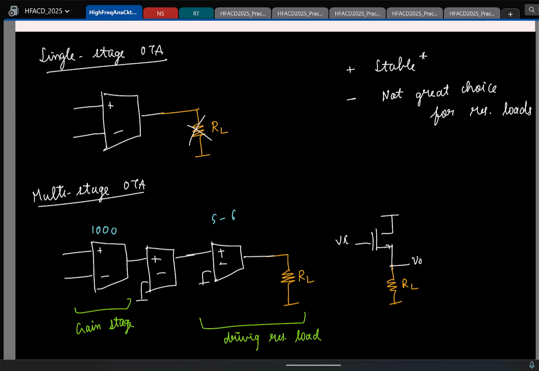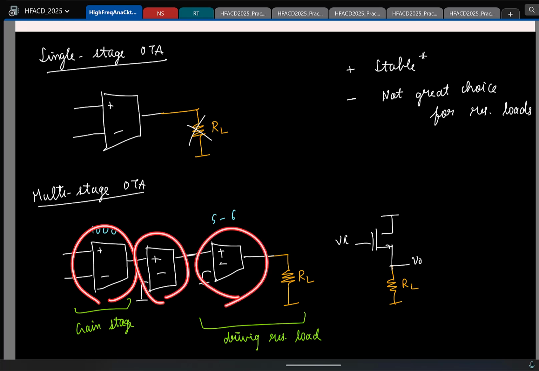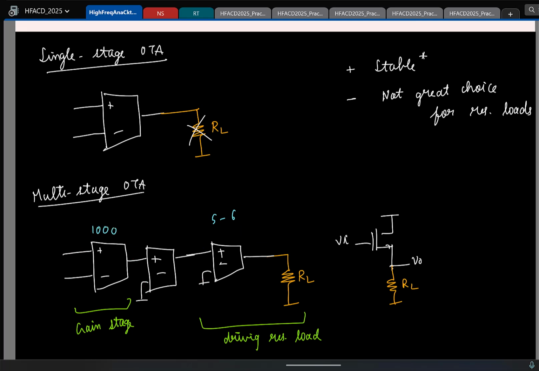Right. So if we don't have to drive a resistive load, a single stage OTA would be more than enough. But for driving a resistive load, you have to have a multi-stage structure like this, where the first stage is providing the bulk of the gain, and the last stage is meant for driving the resistive load, and make sure that for this load, the gain of this fellow is not very low, right? Some reasonable number. Great.